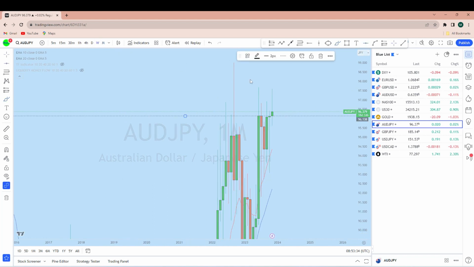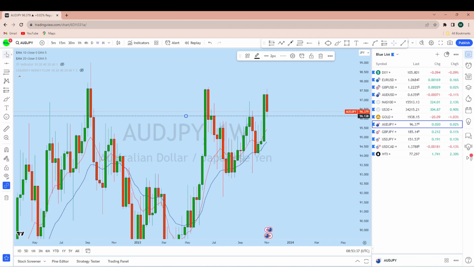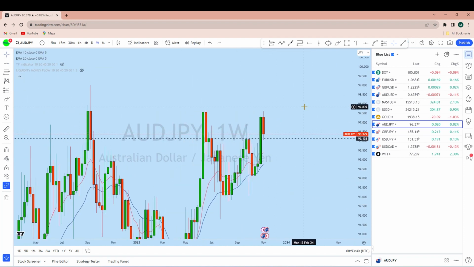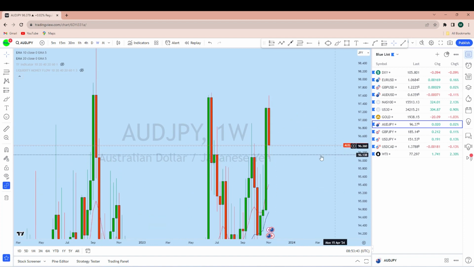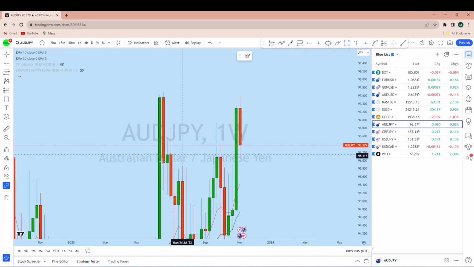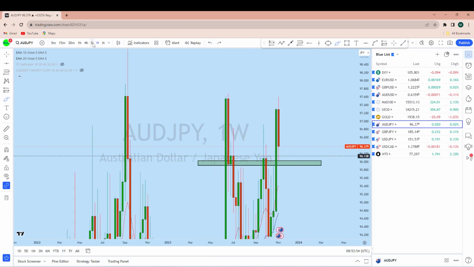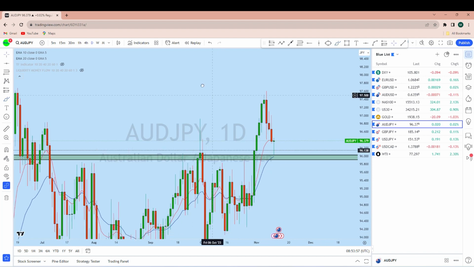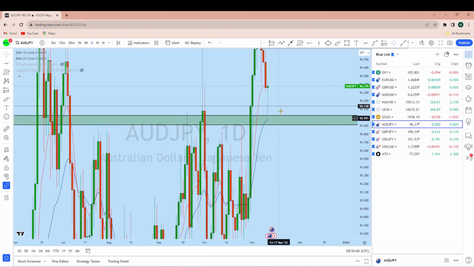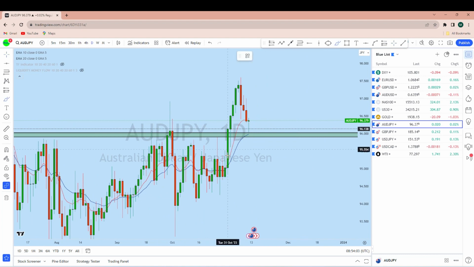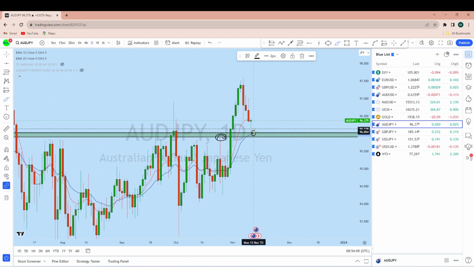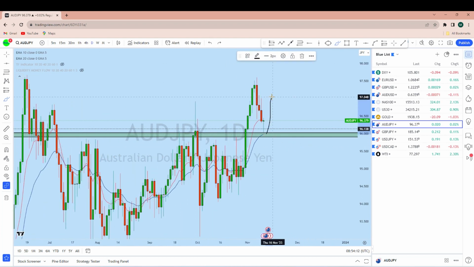Now looking at the weekly time frame, we can see that Aussie yen, after three back-to-back weeks of bullish move, this week has seen an initial pullback. The price has just tested this previous resistance, turning support, and I think that this week we might see Aussie yen's bulls try to break this high again. Now looking at the daily time frame, there is a doji here, and there is a daily impulse, followed by a correction to this previous resistance turning support. We will wait for a potential bullish trading opportunity on Aussie yen on the lower time frame.